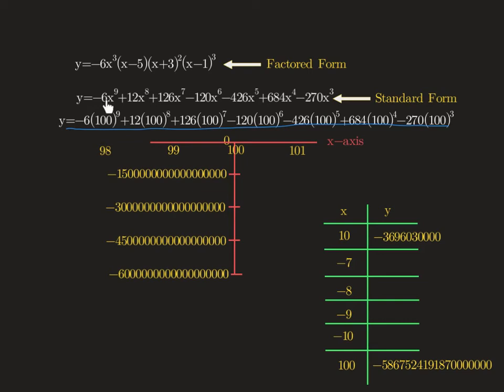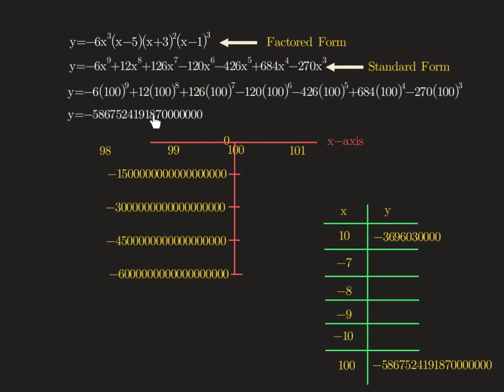So let's do the actual calculation. Put in 100, see what we get. All right, at x is 100, we get y is -5 quintillion, 867 quadrillion, 524 trillion, 191 billion, 870 million. As you can see, it's really close to -6 quintillion, right? All these other terms made barely any difference, and that's only at x is 100.